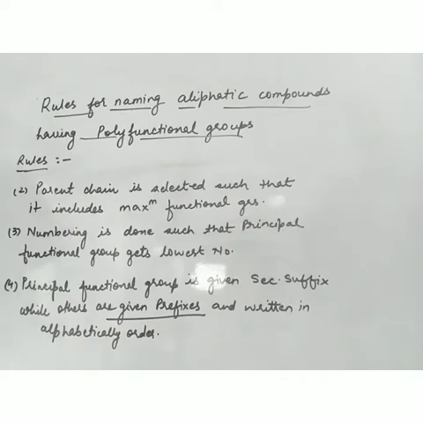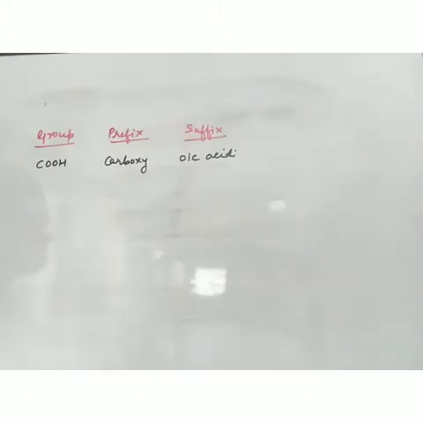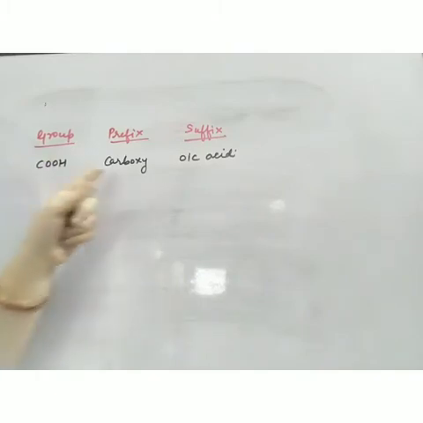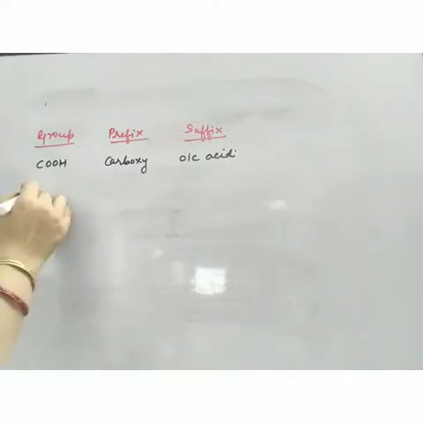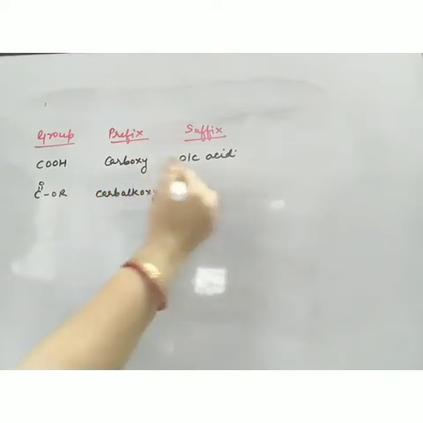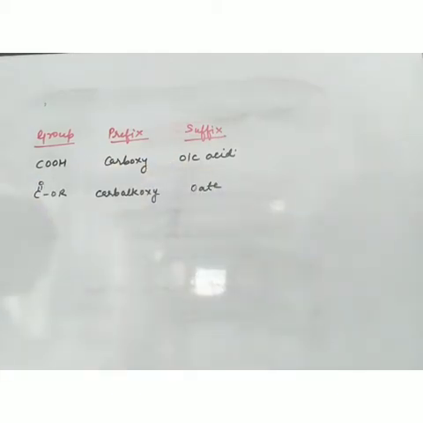Now we have to learn prefixes for the functional groups. Till now we have learned only the secondary suffixes for all the functional groups, but now we'll discuss their prefixes also. So we'll make a table. The table has group, prefix and suffix. Suffixes we have already discussed, but we'll compare. So if COOH is there, then the prefix is carboxy and the suffix is oic acid. The next is COOR, the ester. The prefix is alkoxycarbonyl and the suffix, we know, is alkyl alkanoate.